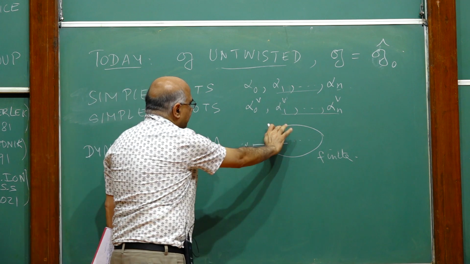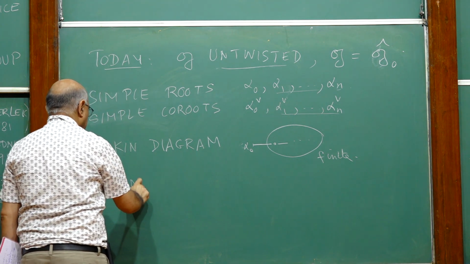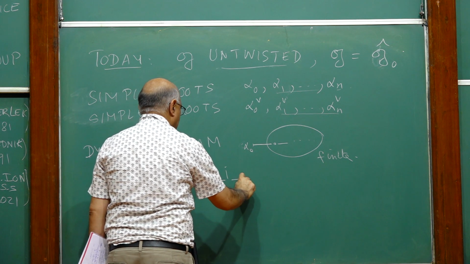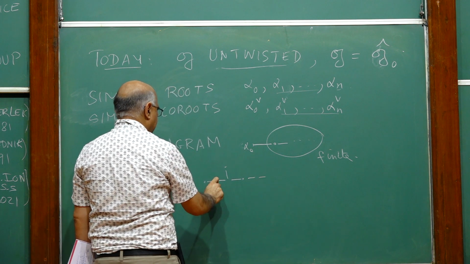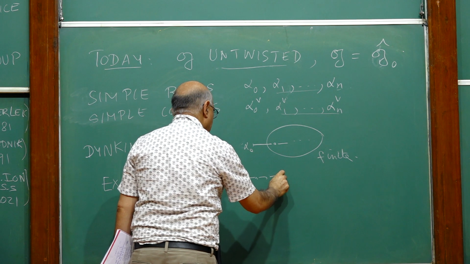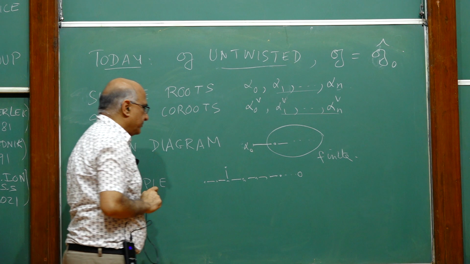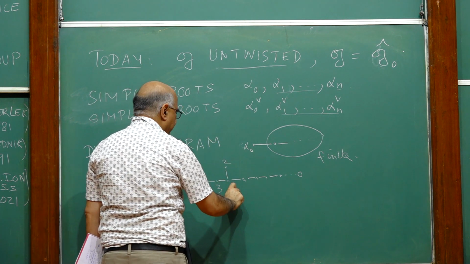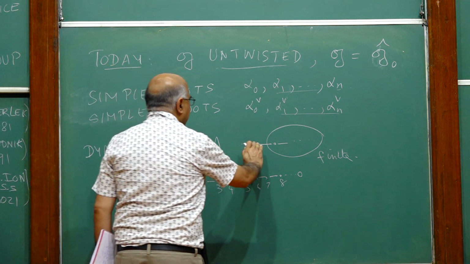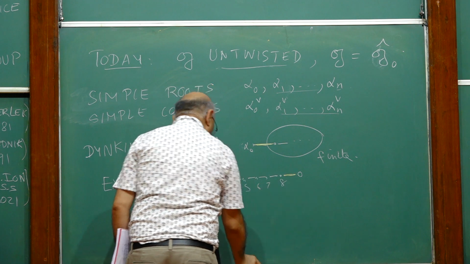It could be attached in two places, or it could be attached with a double edge, but let's do an example. Let's take 1, 2, 3, 4, 5, 6, 7, one more. So this is E8, and then how does the numbering go? Something 1, 2, 3, 4, and 0. So let's put a dotted edge.